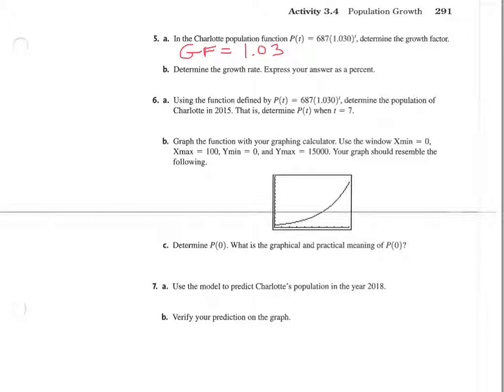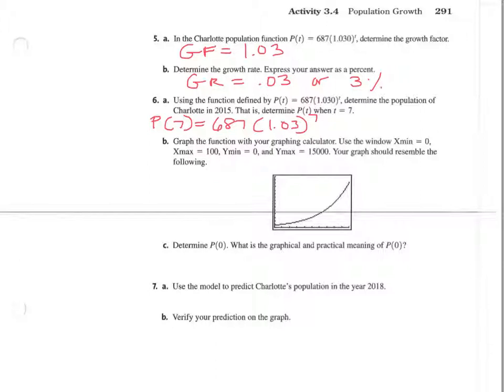Okay, and our growth rate is 3%. So it's either 0.03 as a decimal or, well, they want it as a percent anyways, 3%. Growing 3%. All right, so let's use this to figure out what our population would be in 2015. Let's write it in function notation. What we're really doing is finding P of 7, which means we're plugging in 7 for our years. It's 7 years past the initial year.